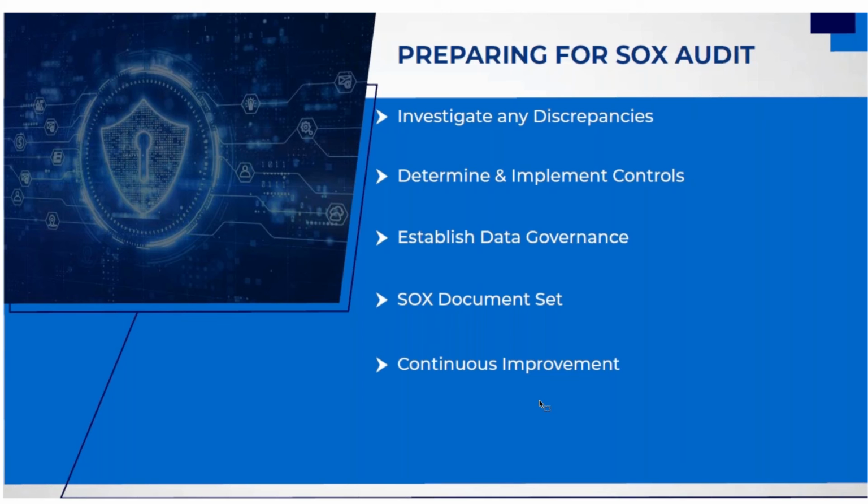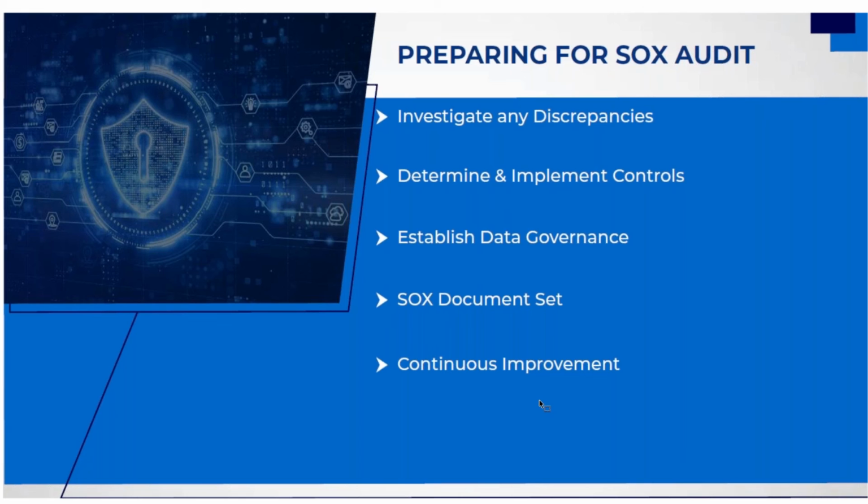So investigate any sort of discrepancies, determine and implement the controls which you have documented as a part of your control framework. Establish a governance framework or a structure in place. Again, with people, process, and technology: who's going to manage the data or the scope which is there in your SOX? So who's going to manage the entire data sets, not just the compliance, but even the operational data sets. And then finally, the SOX document set, that is managing, developing, and updating on a regular basis.